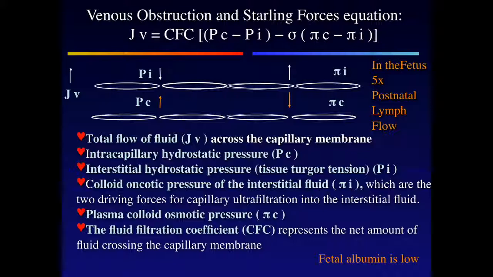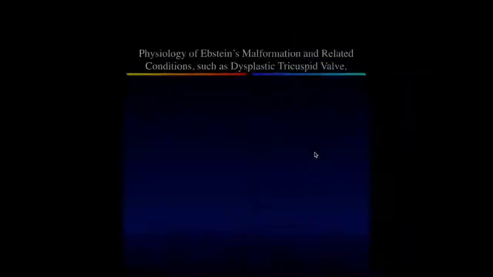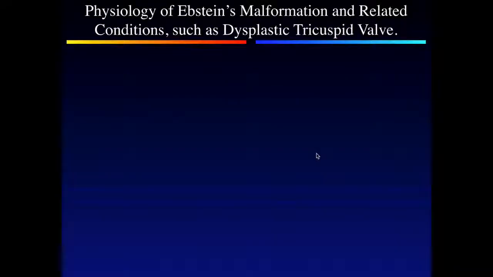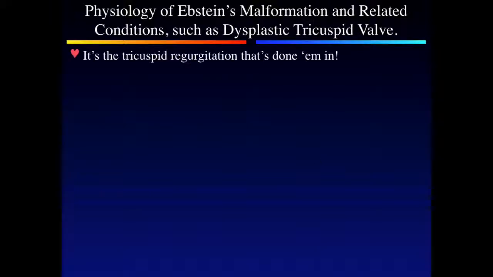And of course, remember fetal albumin, which is a significant feature of the withdrawing the oncotic withdrawal is much lower. So let's just summarize what I've said about Ebstein's. We've seen the bad prognosis that Dr. Cuneo mentioned. The tricuspid regurg is what does them in.